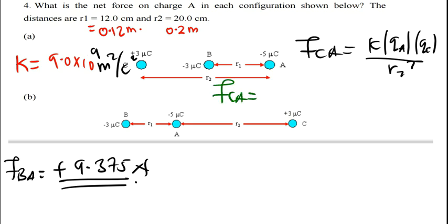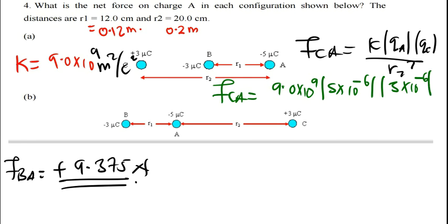FCA, the K is 9.0 times 10 to the power 9. Then A is the same, 5 times 10 to the power negative 6. The other one is also going to be 3 times 10 to the power negative 6, because we are interested in the magnitude, so the negative you ignore it. So R2 is now 0.2 squared. So what will be our FCA?